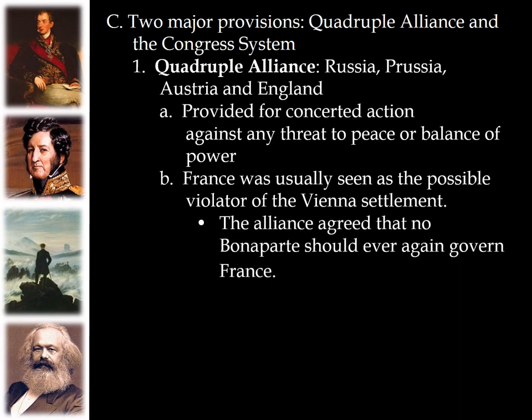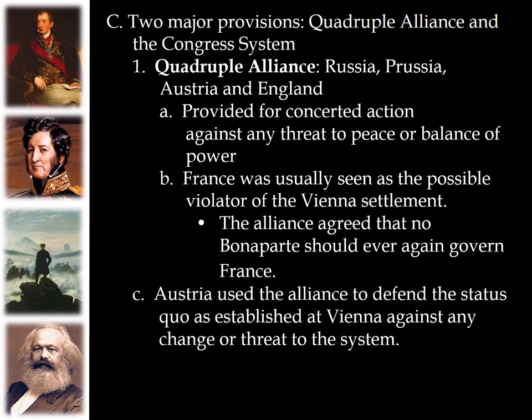The alliance agreed that no Bonaparte should ever again govern France. As I said earlier, there will eventually be an Emperor Napoleon III put on the throne in France, but that does not happen until after the 1848 revolutions. Austria used the alliance to defend the status quo as established at Vienna, the Congress of Vienna, against any change or threat to the system.